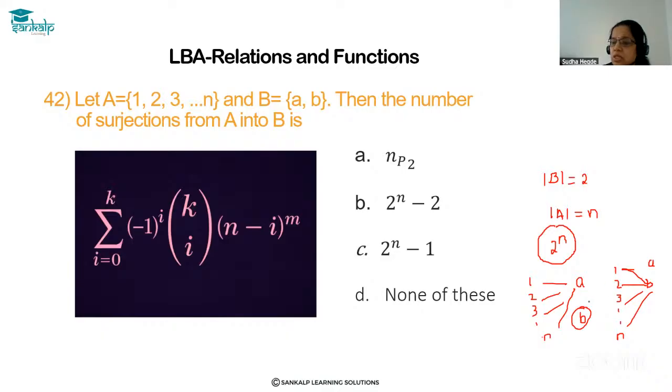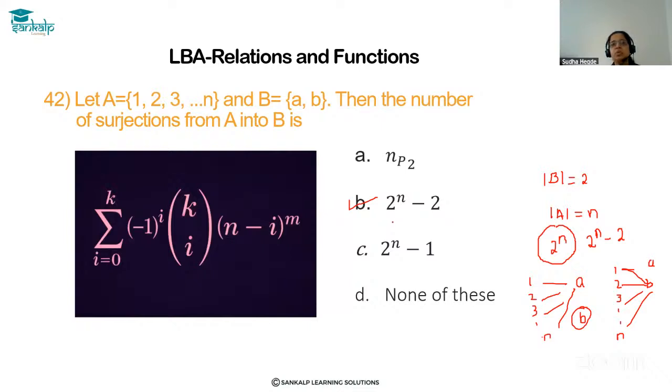So only in these two cases the function is not surjective. Except these two cases, the rest will all be surjective. So 2 power n minus these 2 is the number of surjections when you take a function from A to B. So option B, 2 power n minus 2, is the correct answer.